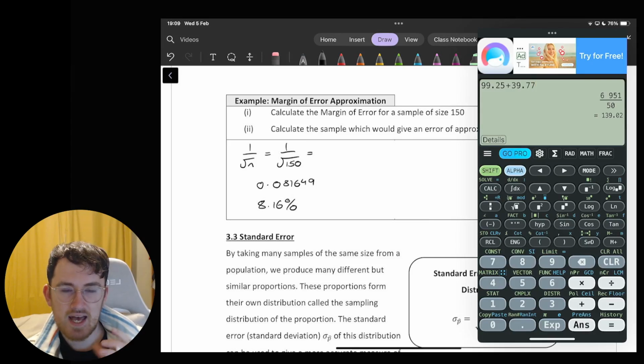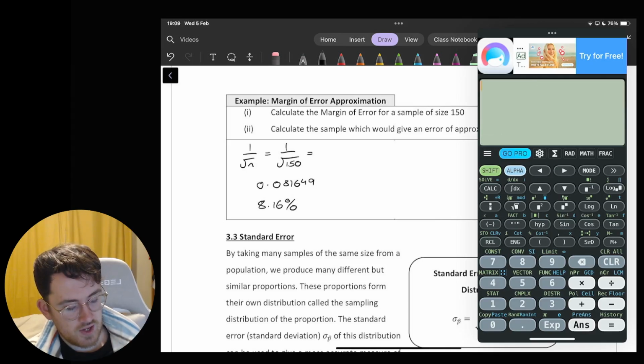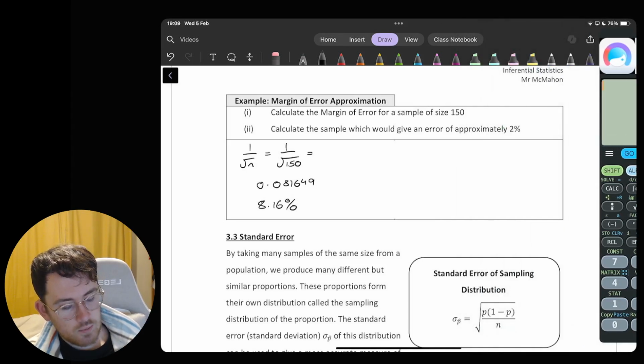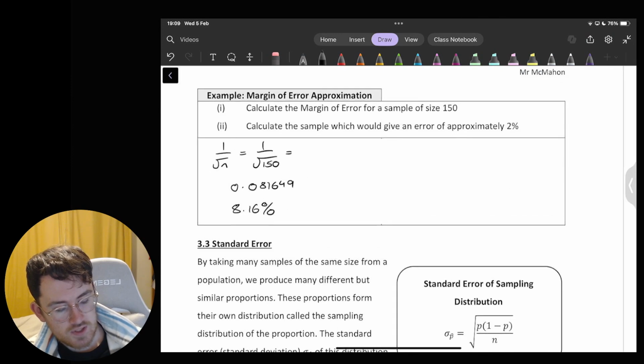We wouldn't be entirely accurate. We're allowing for basically 8% either side, so a total of about 16% of error there. Then calculate the sample size which will give an error of approximately 2%. So we're basically saying here I want to calculate n so that my error is 0.2. So I might square both sides to get rid of my square root.